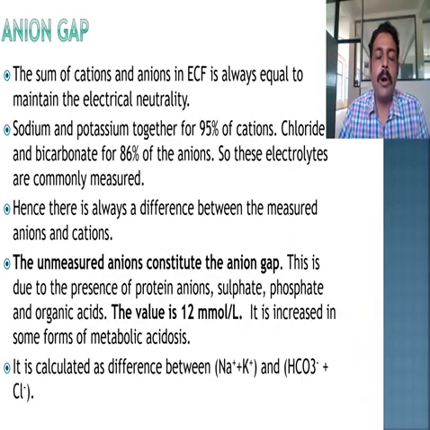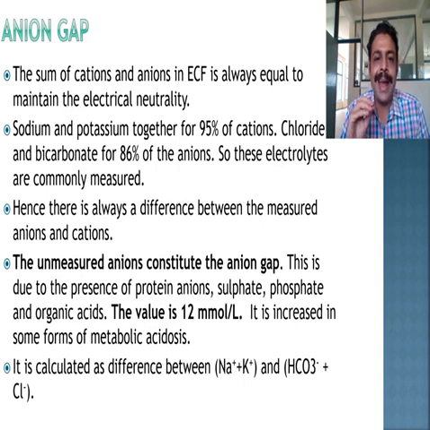First, some terminologies you have to understand. One is anion gap. So what is the anion gap? The sum of the cations and anions in ECF is always equal to maintain electrical neutrality. See, there is no anion gap. It is a myth. The number of cations is always equal to the number of anions in the extracellular fluid to maintain the pH of 7.4.